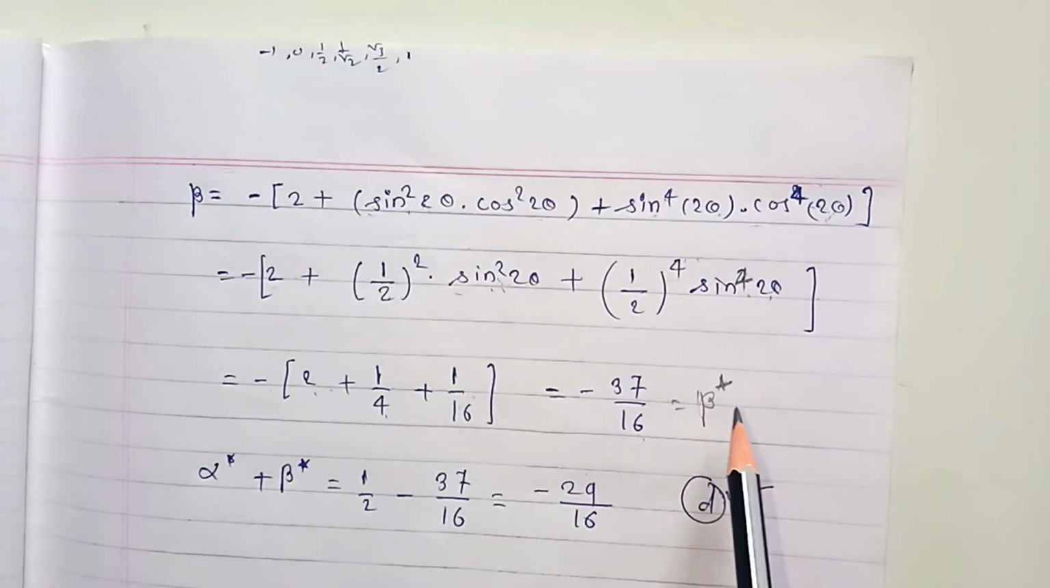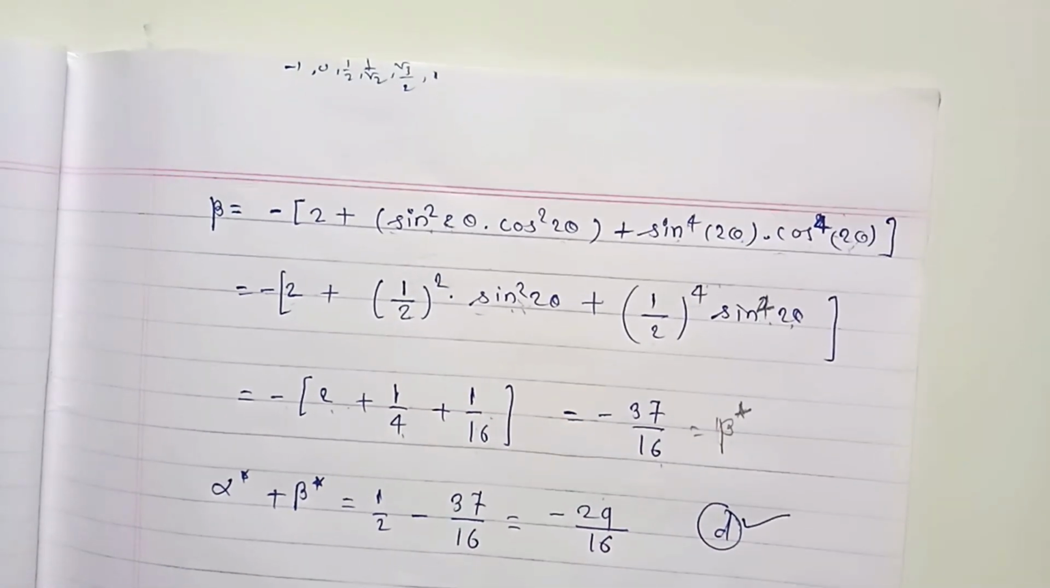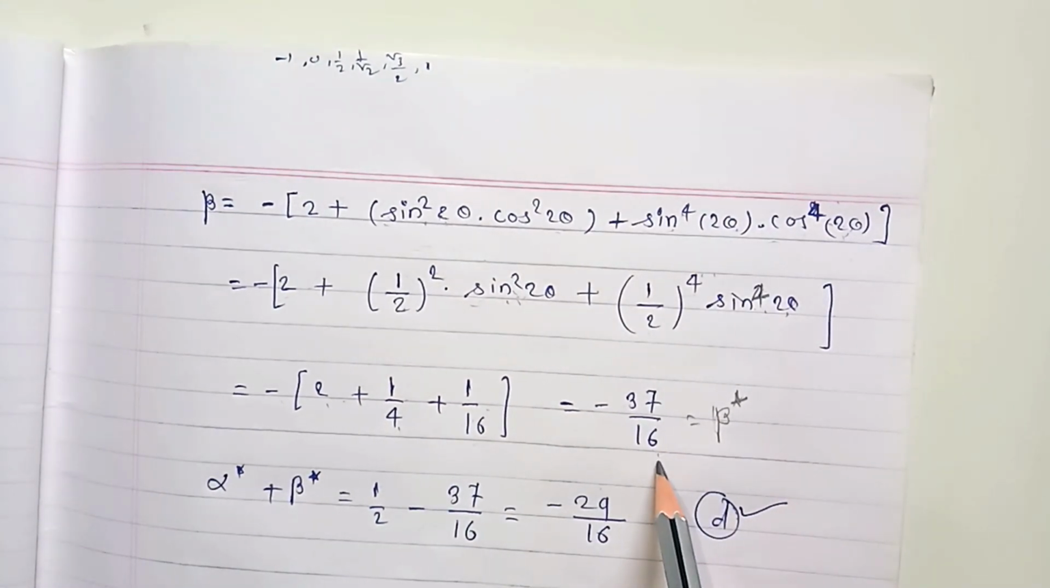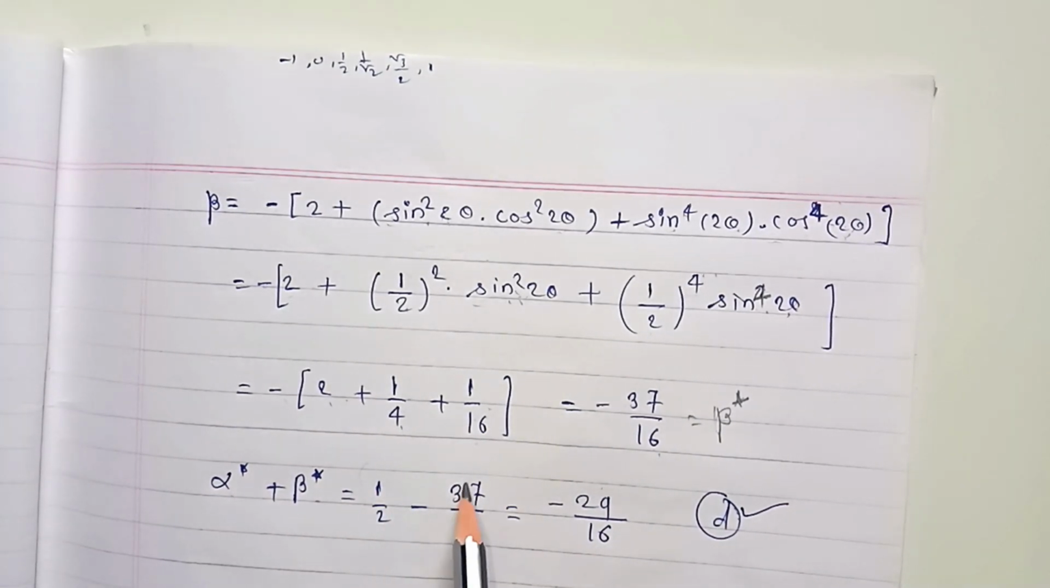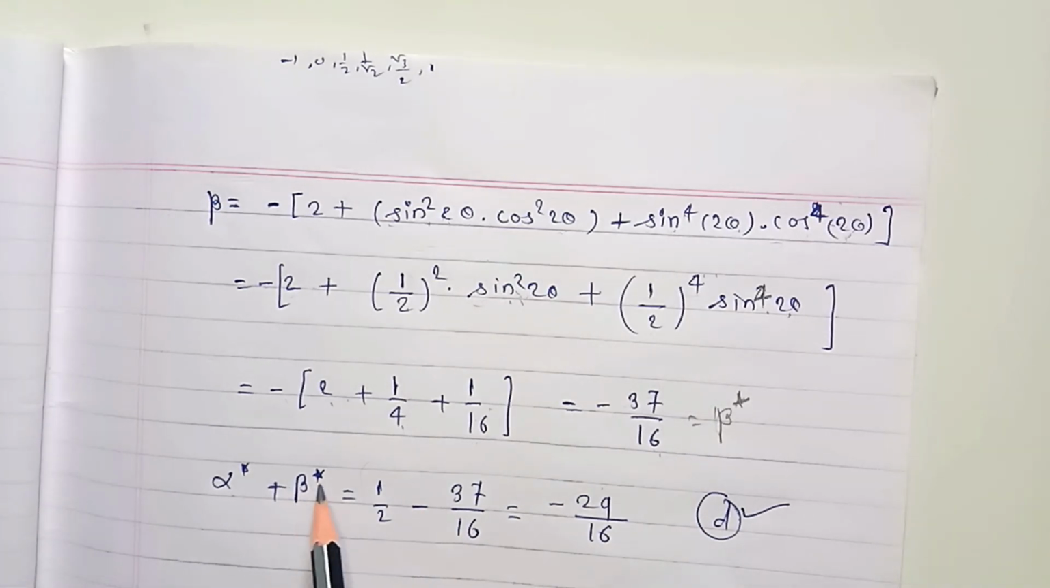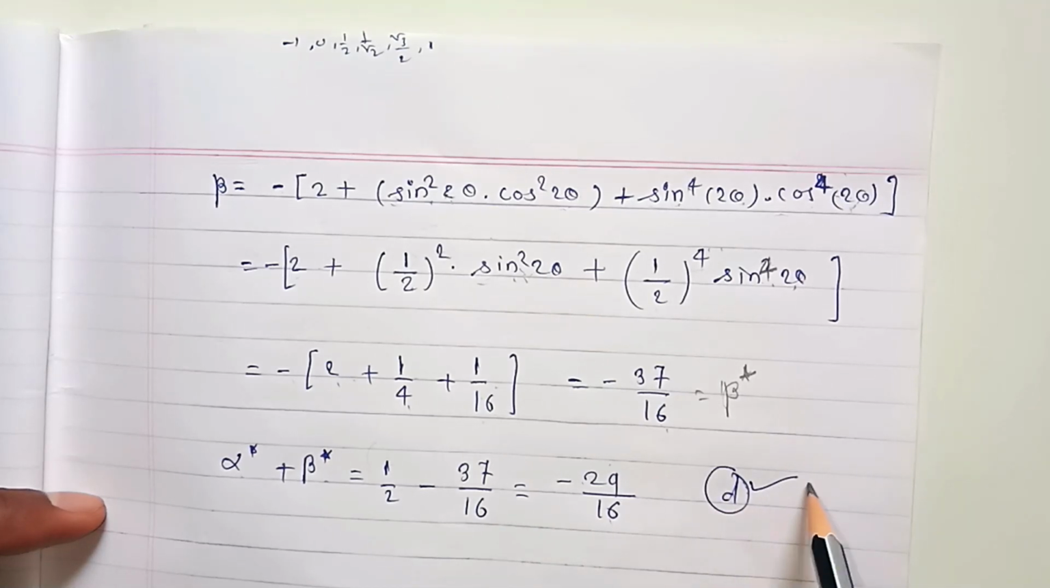Okay, so I got alpha star, which is 1 by 2, and beta star is negative 37 by 16. Add them, alpha star plus beta star. Alpha star 1 by 2 plus beta star negative 37 by 16. Their subtraction, we will get the negative of 29 by 16. Okay, so this is option number D, which is correct in our question.